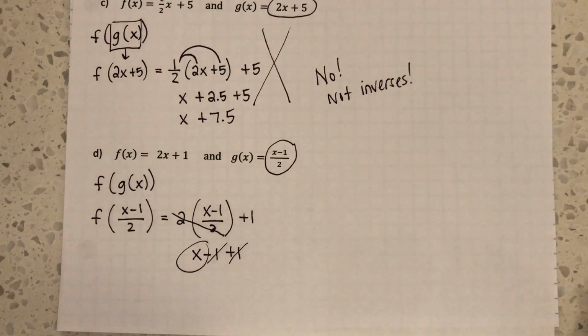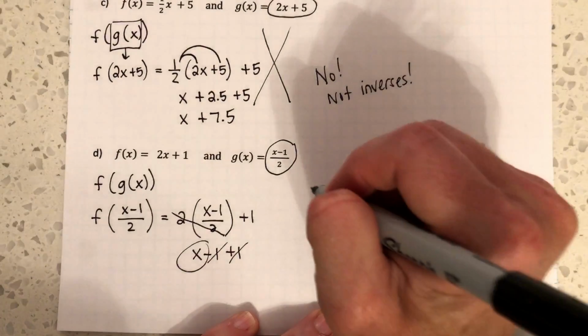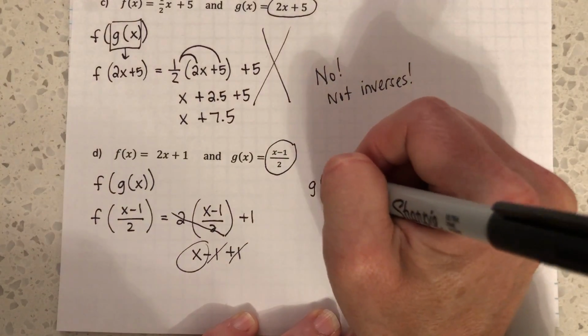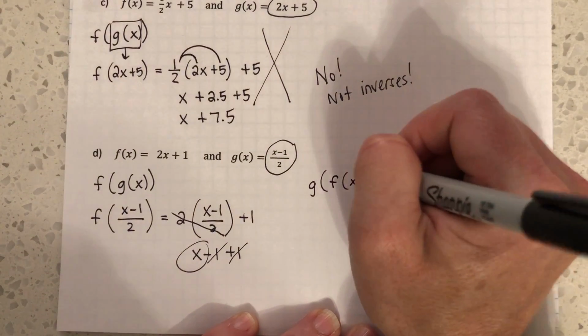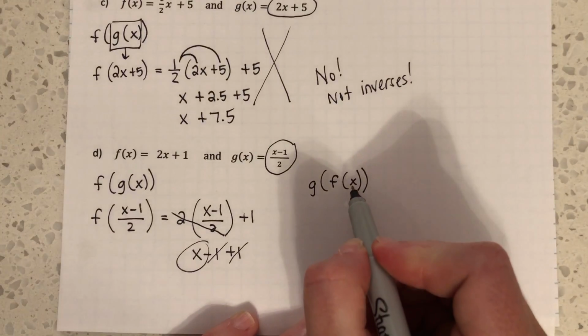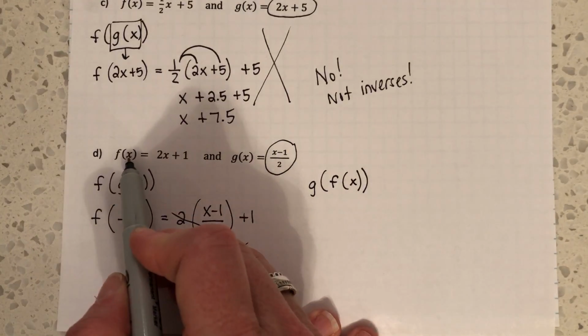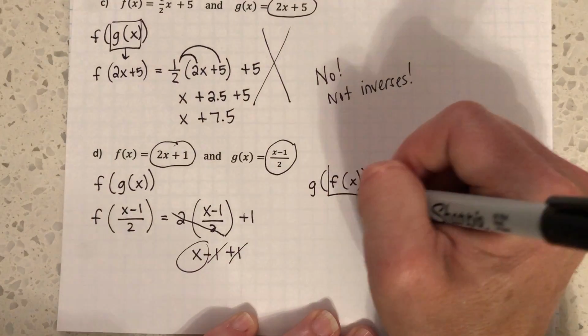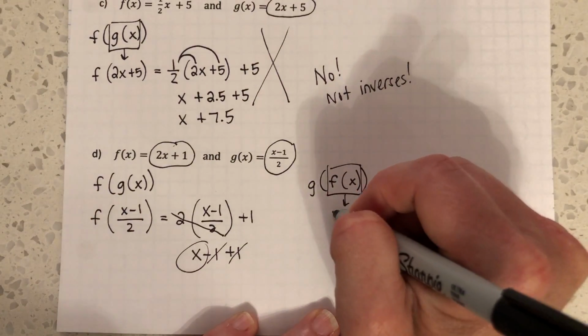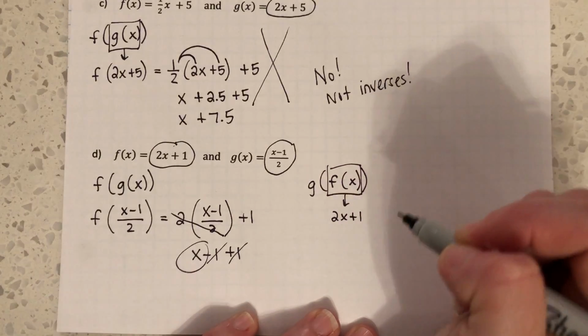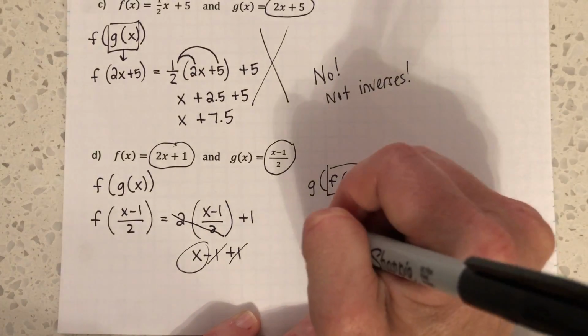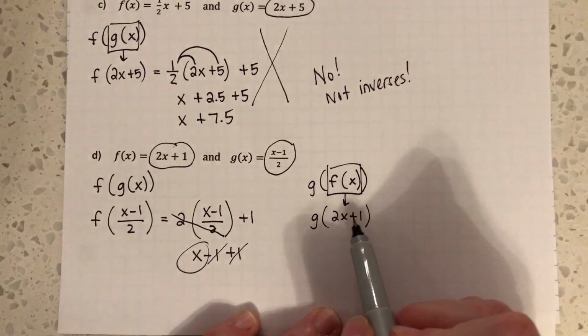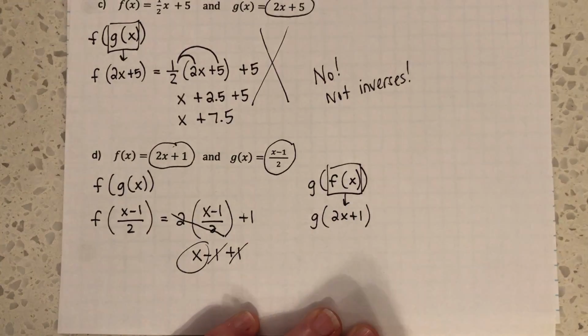That looks good. Let's see if the other ones work too. Now we have to find g of f of x, right? So x goes into f first, but that already happened. When I plug x into f, I get this. So that is f of x. So f of x is 2x plus 1. So I have to find g of 2x plus 1. I got to plug all of this into function g.